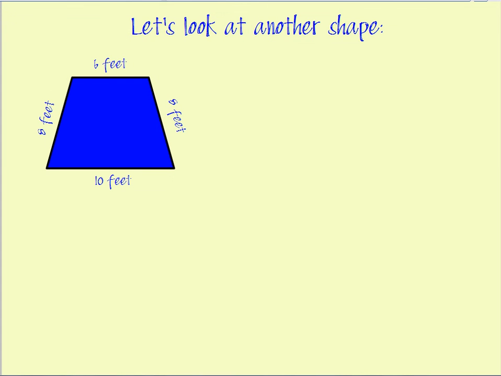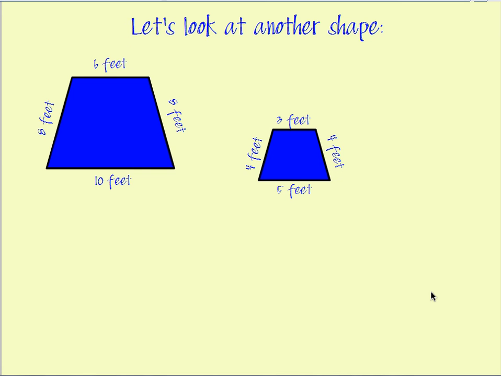Let's take a look at another shape. Take a look at the side lengths. I have 6 feet up here, 10 feet down below, and 8 feet on both slanted sides. I'm going to take that same shape and make it smaller. This is a reduction. It's another type of dilation. And notice the 6-foot side went to 3 feet. 10 feet is now 5 feet. And my 8-foot sides are now 4 feet long.